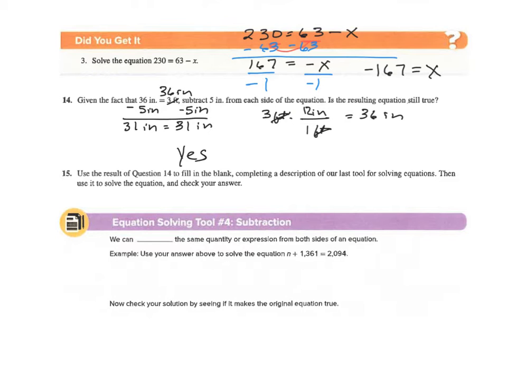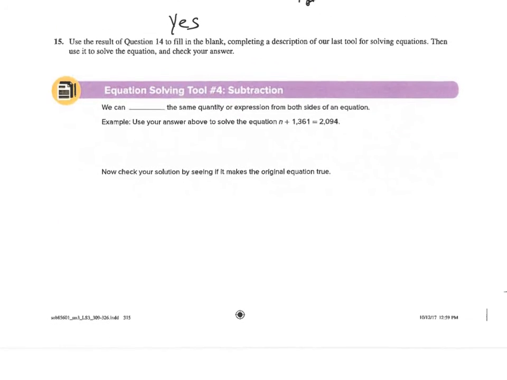And then on 15, they're asking us to use a result from question 14 to fill in the blank, completing a description of our last tool for solving equations. Then use it to solve the equation and check your answer. We can subtract the same quantity or expression from both sides of an equation.